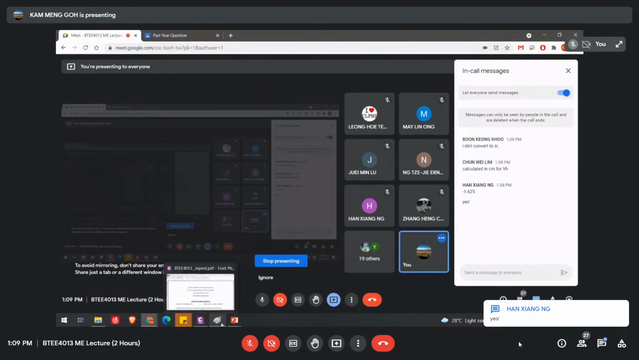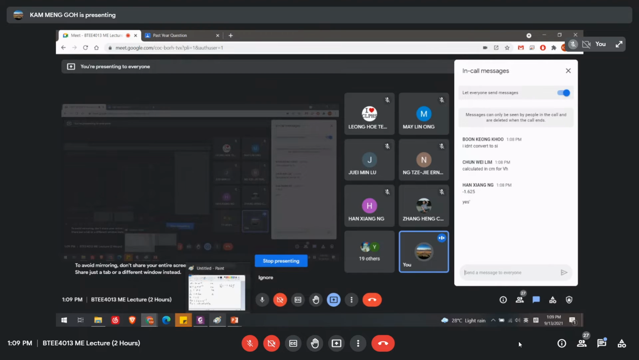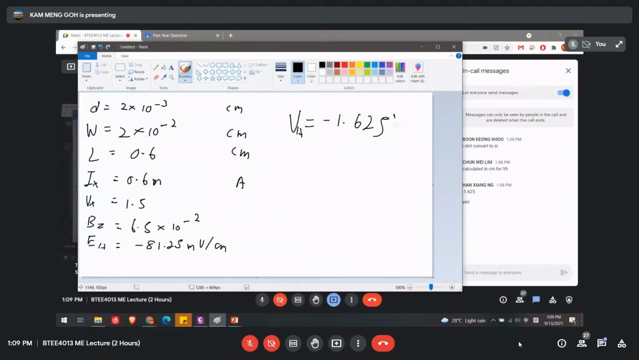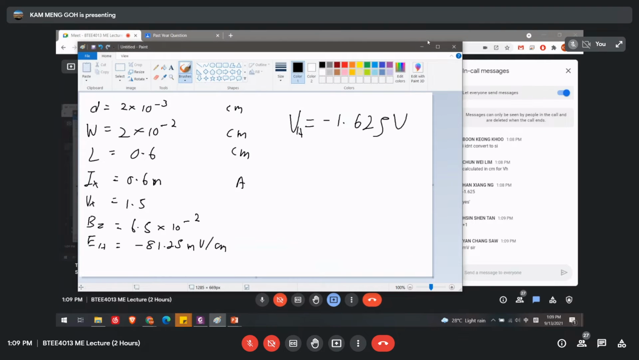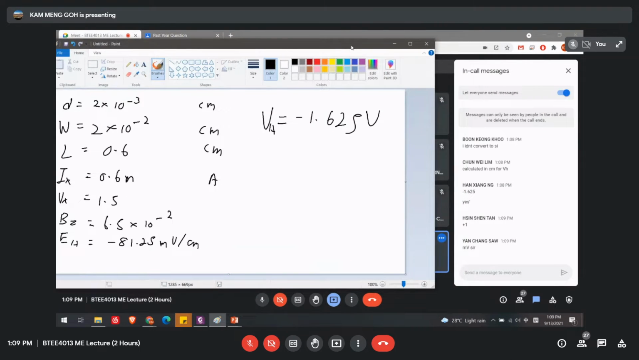Okay, good. So if you are calculating in the SI unit, supposedly you are going to get the same answer as the Han Xiang. Okay, how many of you get negative 1.625? Okay, that's yes. And V, sir. Okay, just one thing: if this one is in cm, you also need to calculate in cm. If it's m, you calculate in m. Okay.